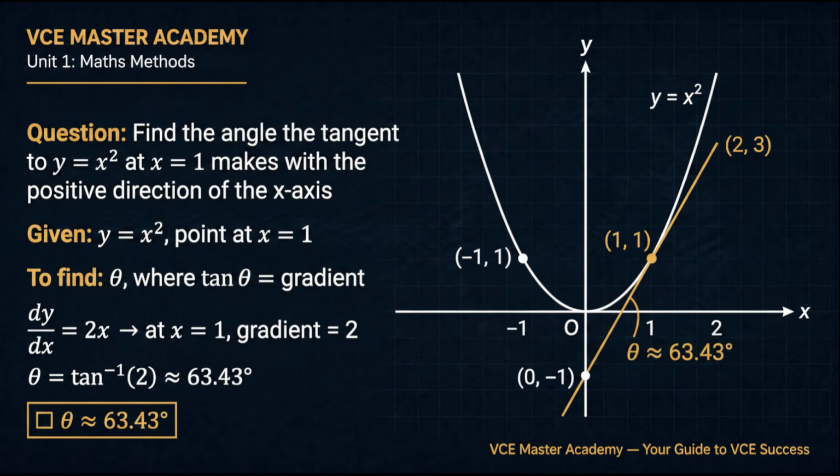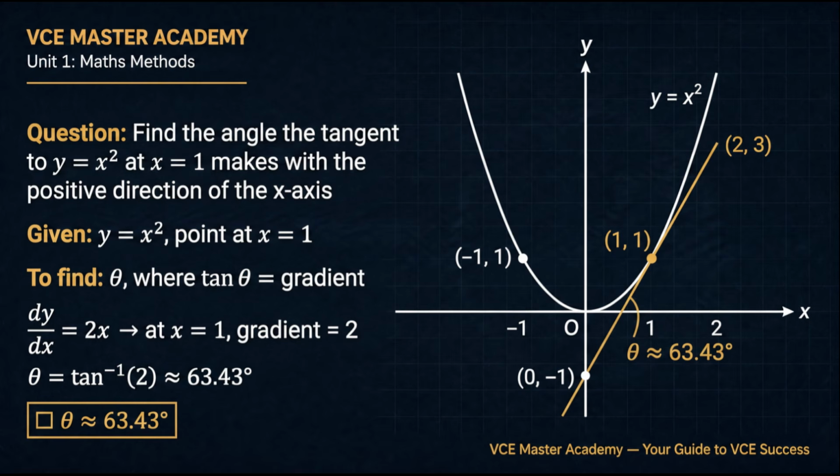Let's use it. Find the angle the tangent to y equals x squared at x equals 1 makes with the positive direction of the x-axis. We're given the curve and the spot. The plan is 2 steps. Gradient first, then inverse tan.